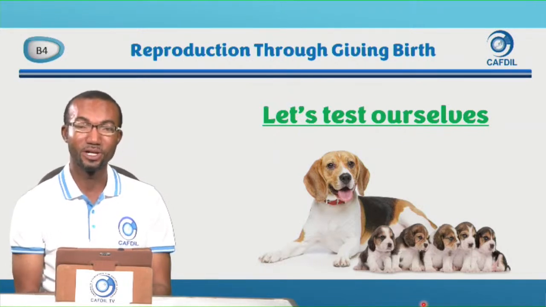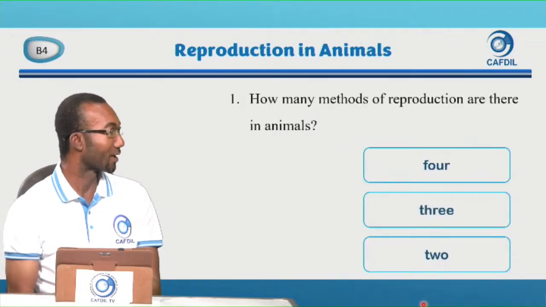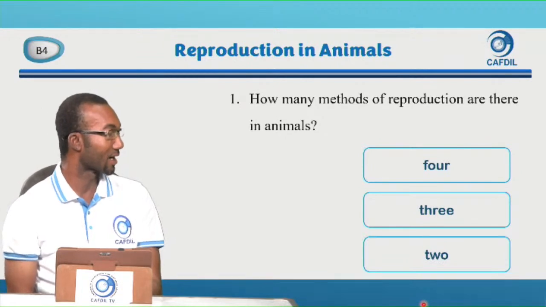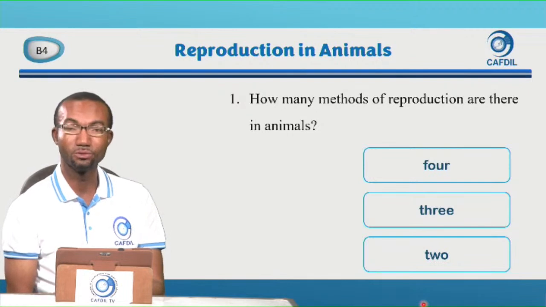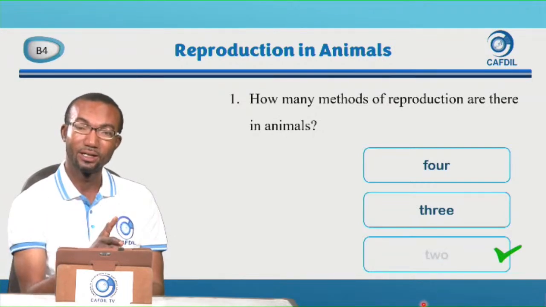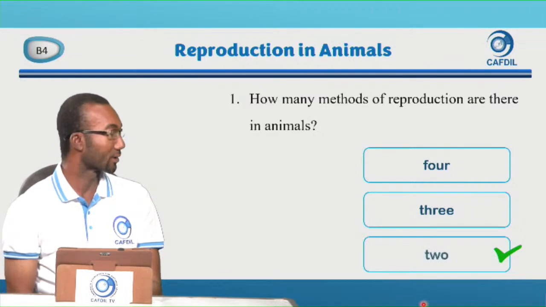Before we end this lesson, let's test ourselves. 1. How many methods of reproduction are there in animals? We have 4, we have 3, we have 2. Good. The answer is 2. Either you were given birth to or you came from an egg.